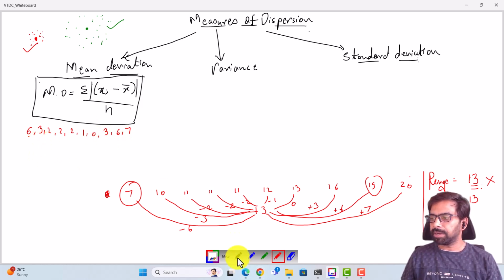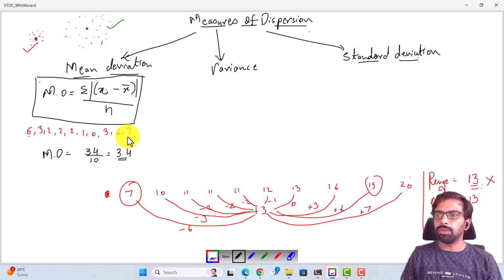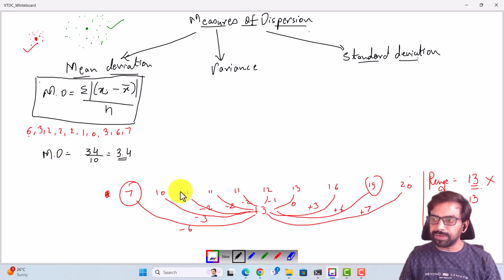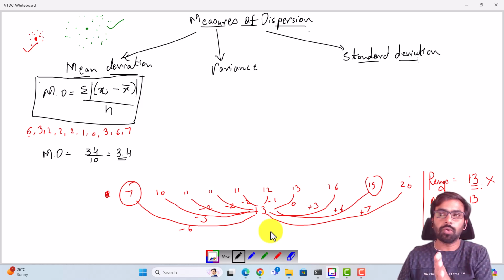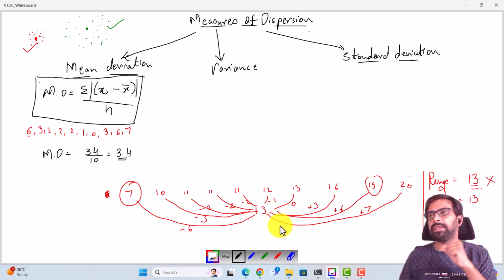And now I can say my mean deviation comes out to be equal to, the numerator comes out to be 34 divided by how much? 10. And I get mean deviation is 3.4. What do you mean by mean deviation? It simply means that on an average, every quantity is at a distance of 3.4 from the mean. So my mean is 13, but on an average, every quantity is 3.4 distance away from the mean.